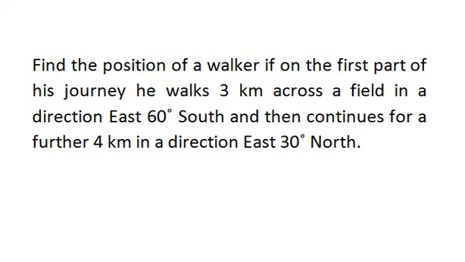Let's do another exercise which is similar to the exercise in the previous presentation. Here we have to find the position of a walker. If on the first part of his journey he walks 3 kilometers across a field in the direction east 60 degrees south, and then continues for a further 4 kilometers in the direction east 30 degrees north. So draw a diagram and then try to solve the problem on your own. You can pause the tape and try to solve it on your own.